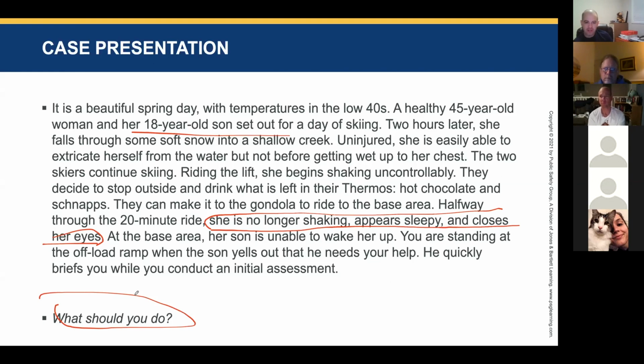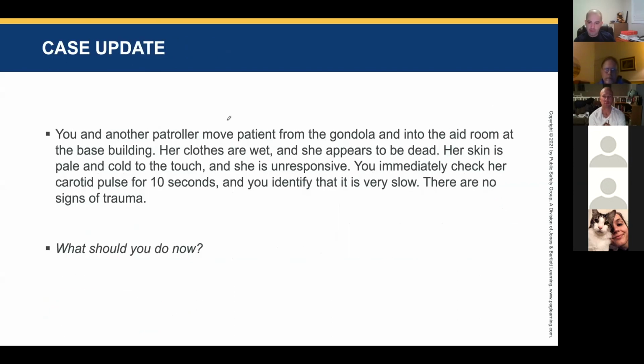Because if I jump in that gondola and now it goes up, I don't have any help coming, at least at that base area. Some gondolas are multi-stage, right? You get on at different areas. So, we want to go ahead and stop the gondola ride and figure out what's going on, extricate her. So we want to move into our A, B, C, D, E exam.